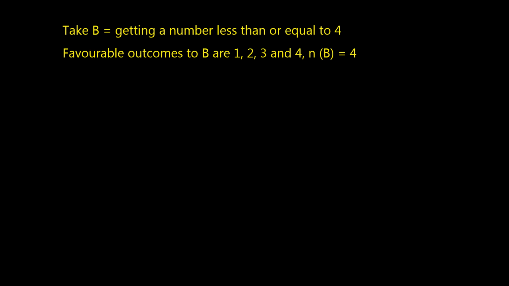And now n of B is equal to 4. Only 4 outcomes are favorable to B. Applying the formula, P of B is n of B by n of S. That is 4 by 6. Go for cancellation with 2. 2 by 3. The same problem, finding probability of B, can be done by using complementary events also. I feel that is very important. Understand how I am applying the complementary events.